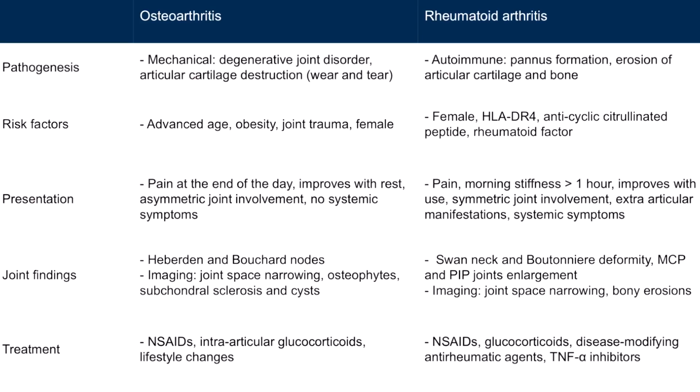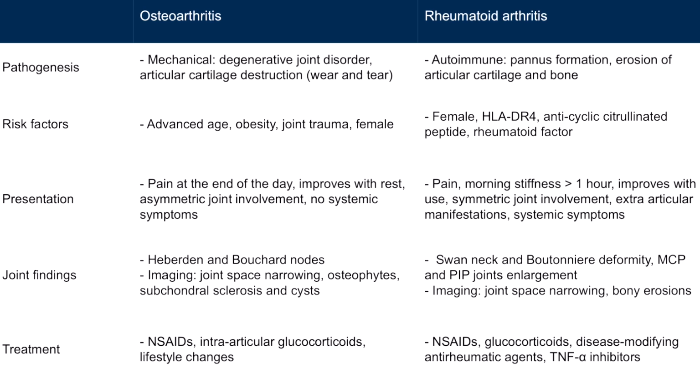Let's take a look at this table. Everyone loves a good summary table. Starting with osteoarthritis, it is a degenerative joint disorder caused by mechanical damage. The articular cartilage destruction is due to wear and tear. Among the risk factors are advanced age, obesity, previous joint trauma, and female gender.